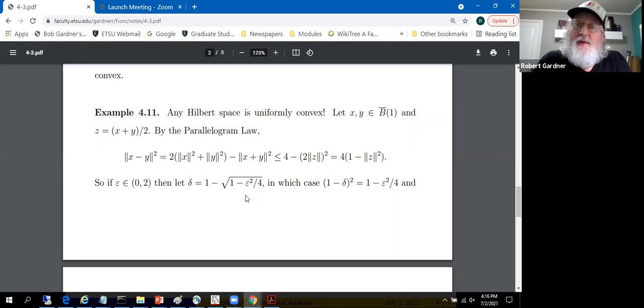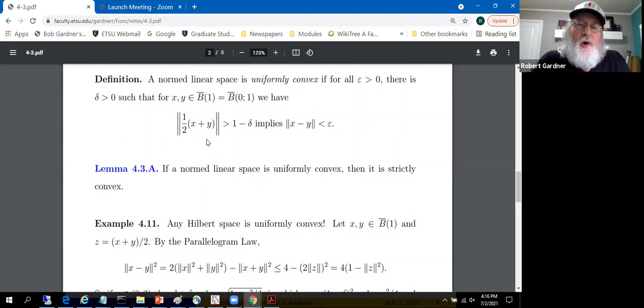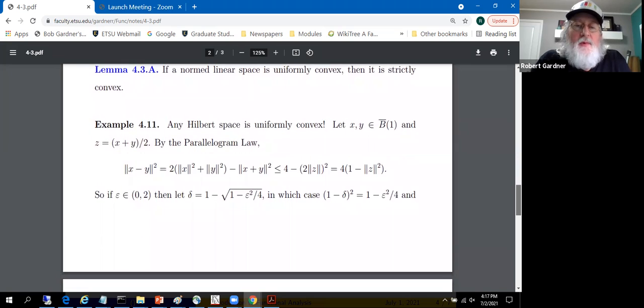Why would you choose delta equal to this quantity? I must be trying to show uniform convexity. One more time, the definition of uniform convexity was this. We want, in the notation we introduced, the norm of z to be greater than 1 minus delta to imply the norm of x minus y is less than epsilon.